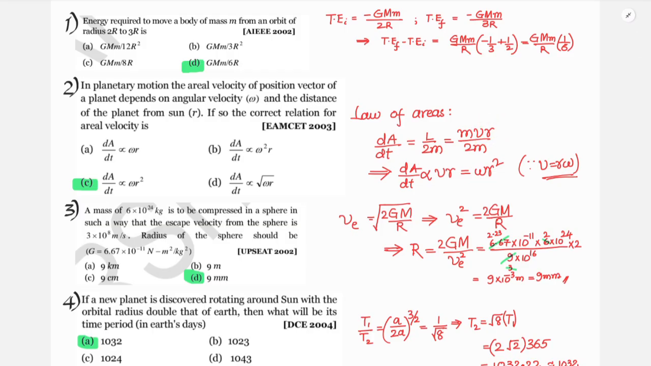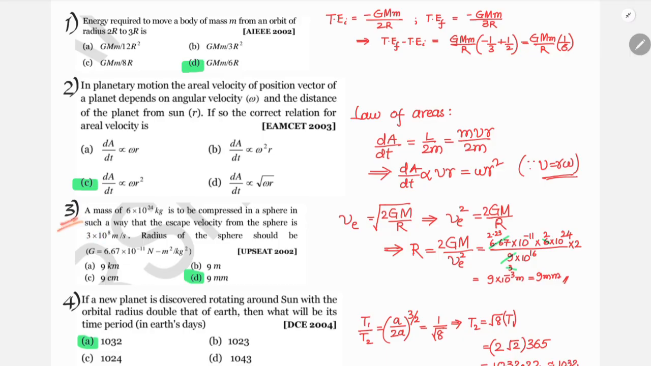Now v in terms of angular velocity, since linear speed is not given here. So you can convert that velocity into angular velocity. The relation between angular velocity and linear velocity we know: v equals r times omega. Substituting v equals r omega, you will get omega r square. Fine, option C.